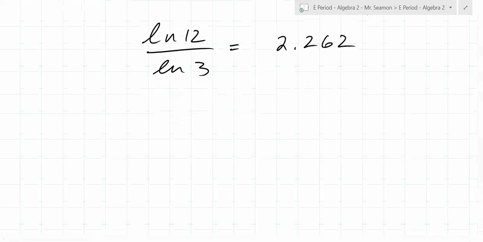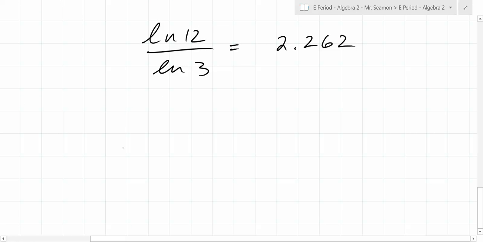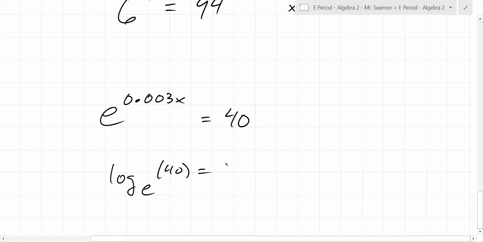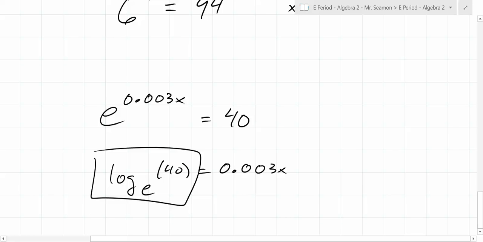So what about if I gave you this one right here? Let's say 6 to the x power is equal to 94. Do that for me. A little bit more interesting. Let's say I gave you this. e to the 0.003x is equal to 40. See if you can solve log base e of what? 40. Equals. Yeah, exactly.